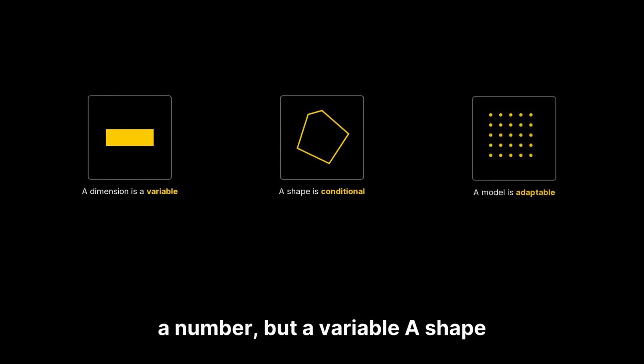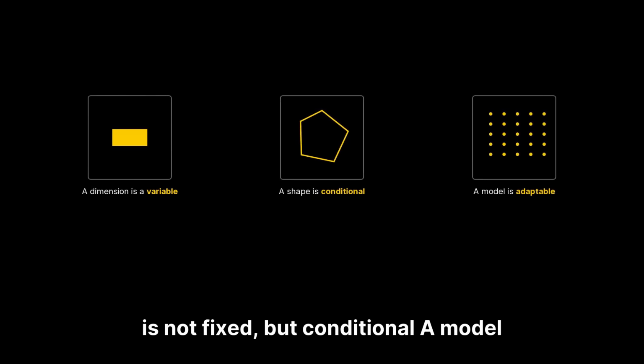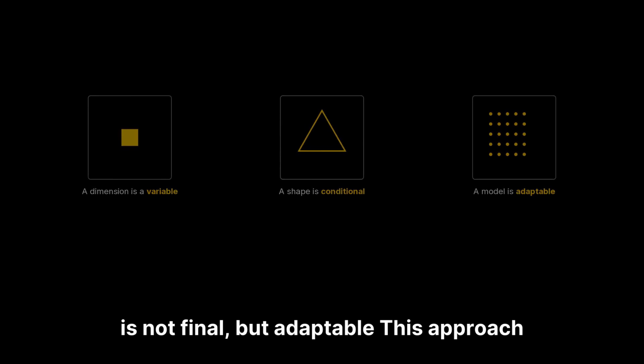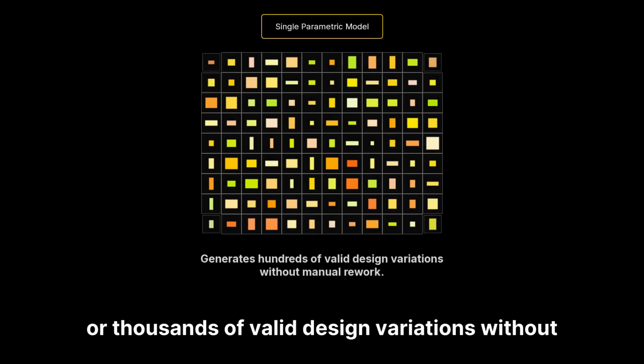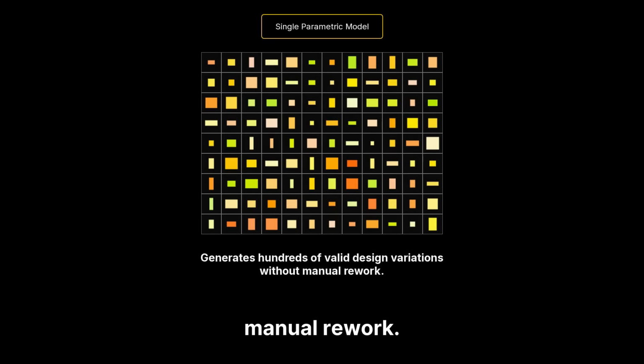In this paradigm, a dimension is not a number, but a variable. A shape is not fixed, but conditional. A model is not final, but adaptable. This approach allows a single model to generate hundreds or thousands of valid design variations without manual rework.